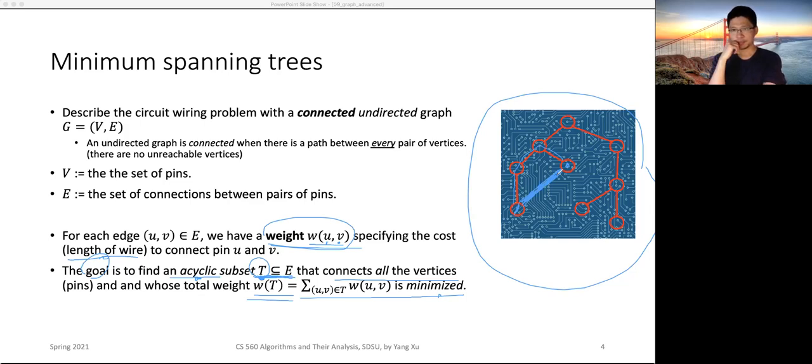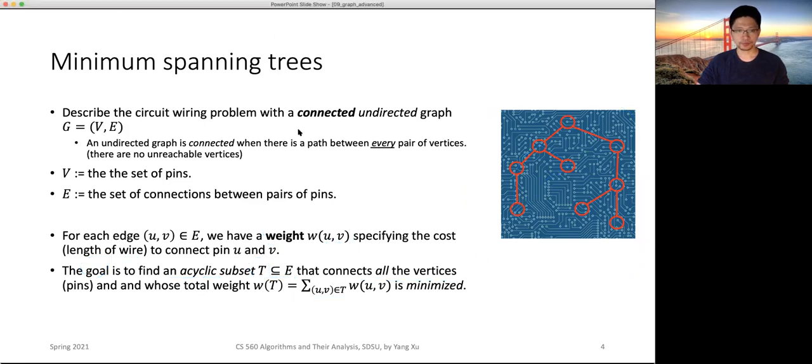Once a cycle appears in a subset, then this whole subset is no longer a tree, actually. Because when we talk about a tree, we have the root node, right? And from the root node, we branch down to the internal nodes and then to the leaf nodes, okay? So any cycle in the subset will break the tree property, right? And that is not what we want, because it's redundancy, right? It's not improving the problem at all, okay?